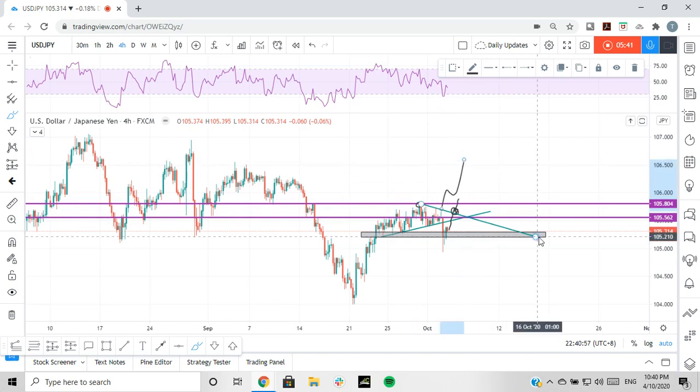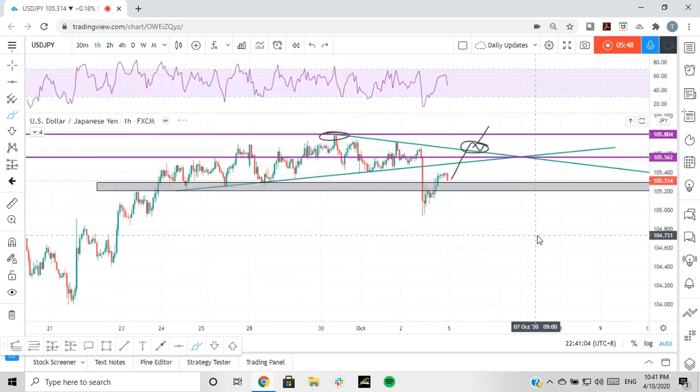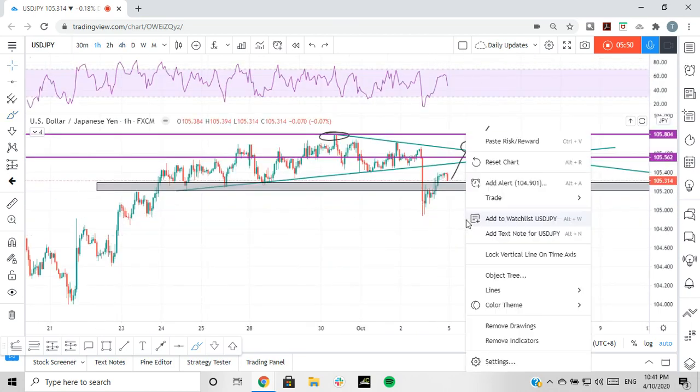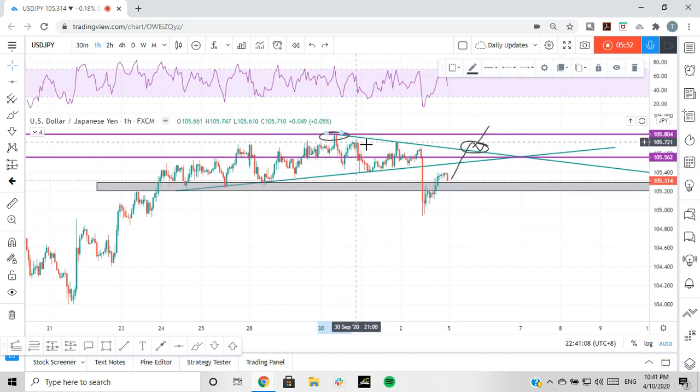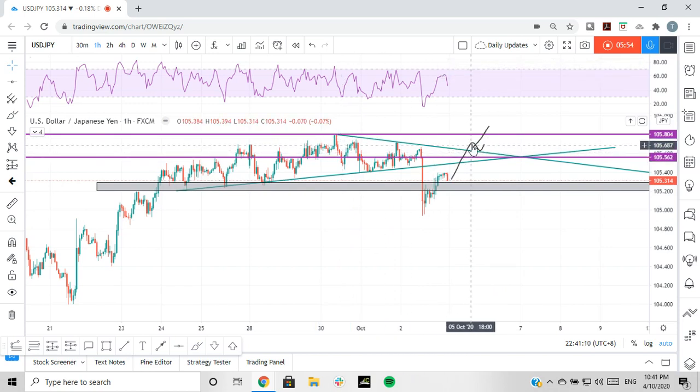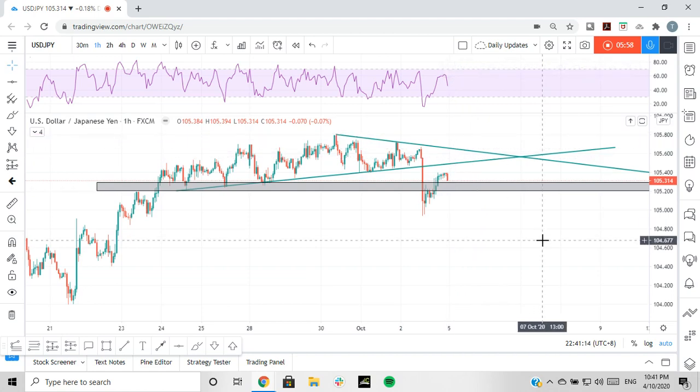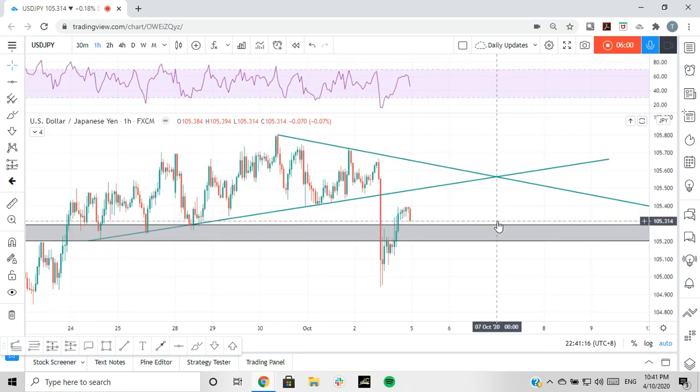So do take note on how to trade USD/JPY for next week. These are some of the levels that I want traders to take note of. Let me do a recap again, so that traders will not be confused about it. So what did I say?